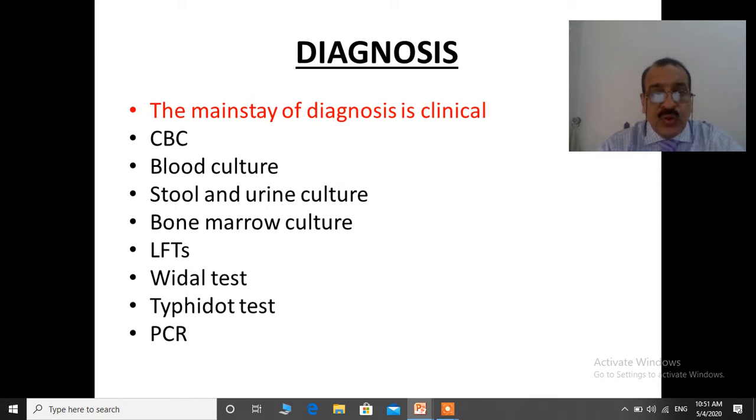The CBC will show leukopenia or it may be normal. Similarly, in very sick patients, there may be thrombocytopenia. The other investigations which can help in the diagnosis include blood culture, stool and urine culture, bone marrow culture, liver function tests, WIDAL test, TYPHIDOT test, and a new test which can detect the organism much earlier, known as polymerase chain reaction.